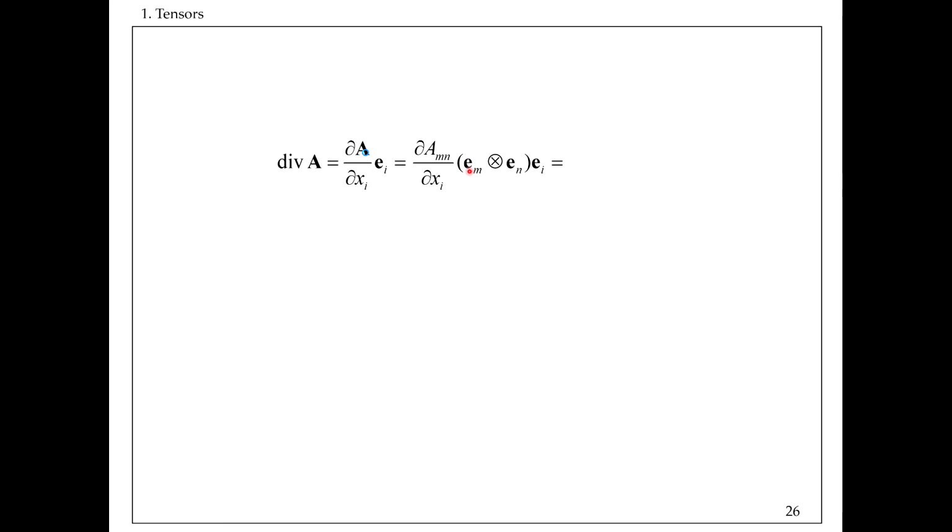Now, when we write it like this, that means that e_n e_i will produce us the dot product, right? And so that will be the Kronecker delta, delta_in. And so I can, for example, choose that that will work. The delta_in will apply to this index i, so I can replace that i with n.